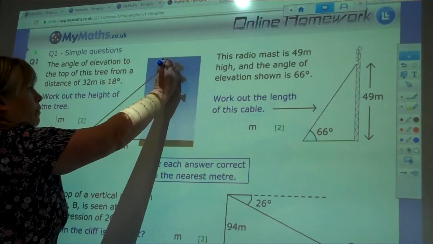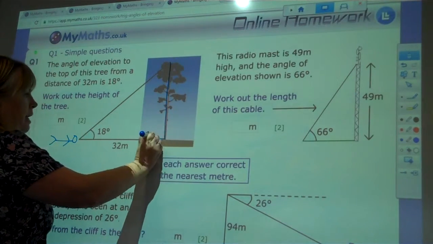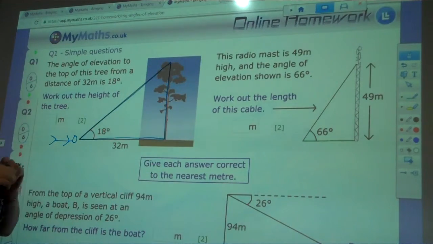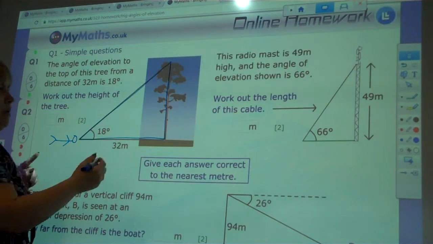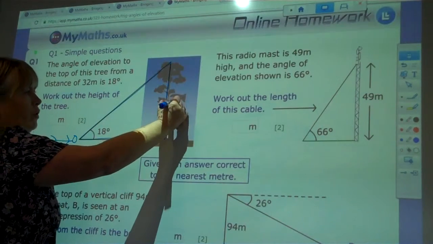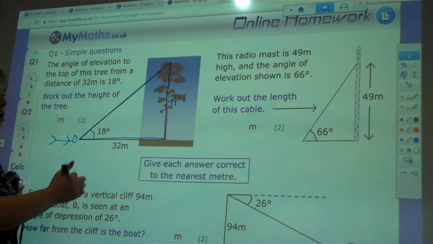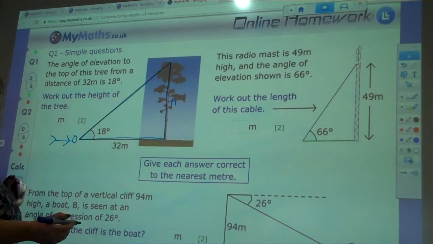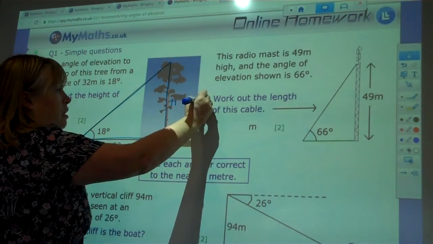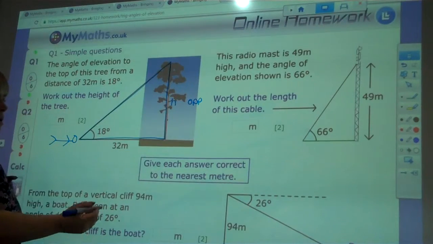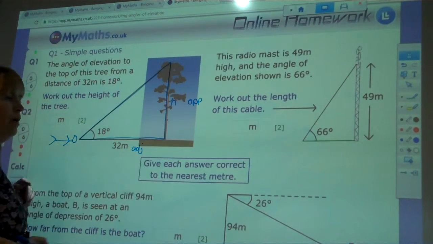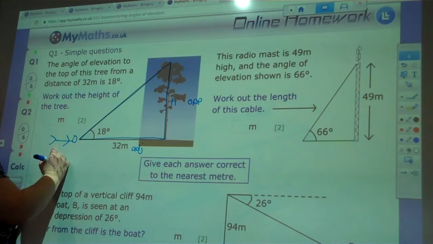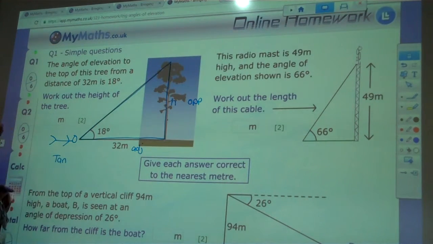Okay, so what you have got here is a right angle triangle. If you are trying to find the height of the tree, let's call that H. This is the angle you've got. So what's this side named? Opposite. And what's this side named? Adjacent. So which trig ratio will you use? Tan. Brilliant. So it's just trigonometry.